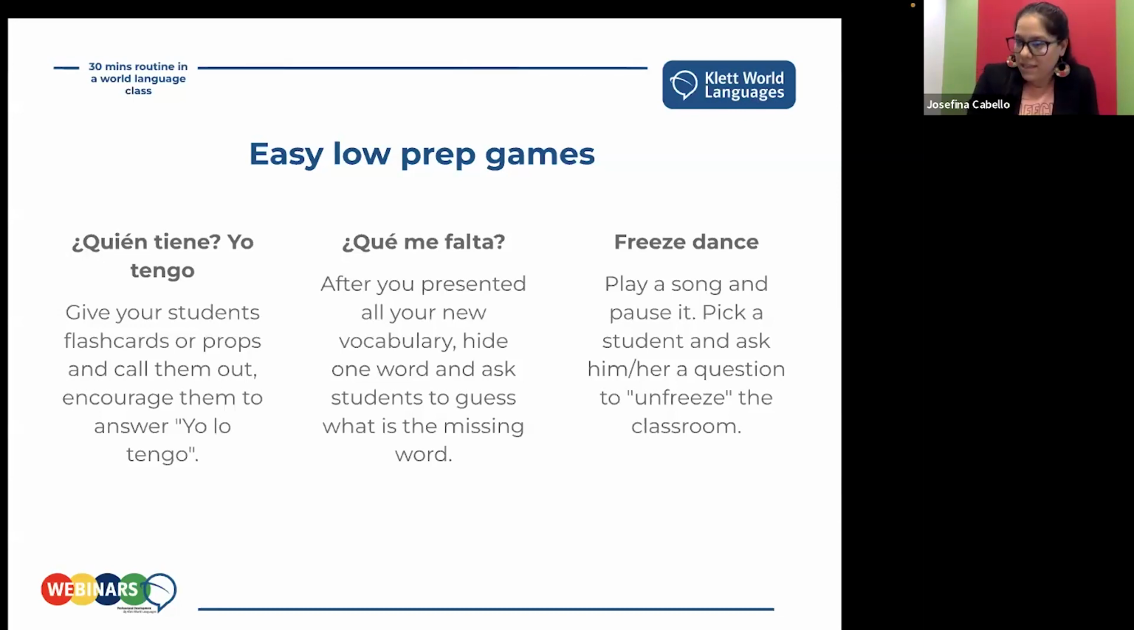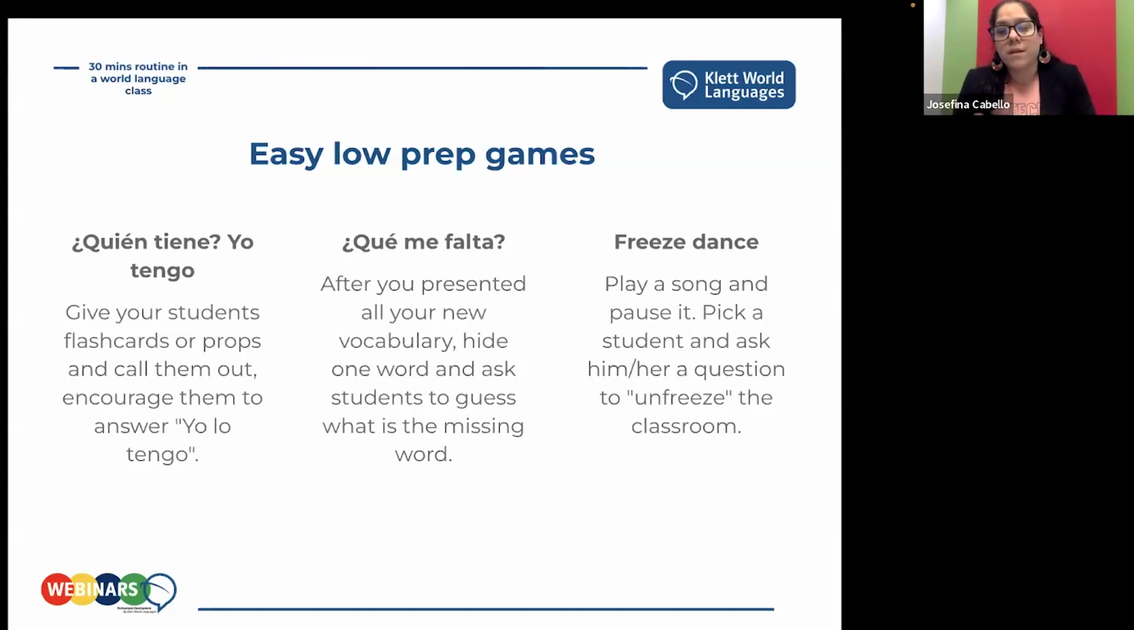So, who has it? I have it, or quien tiene, yo tengo in Spanish, is that you give students flashcards or props, and then you start calling them out. For your younger students, you can just call out the word. For older students, you can start giving descriptions of what you're looking for. Que me falta? Same thing. You present all your vocabulary or all your flashcards, ask your students to cover their eyes, and then you're going to take out one word, and they have to guess what's the word that's missing.